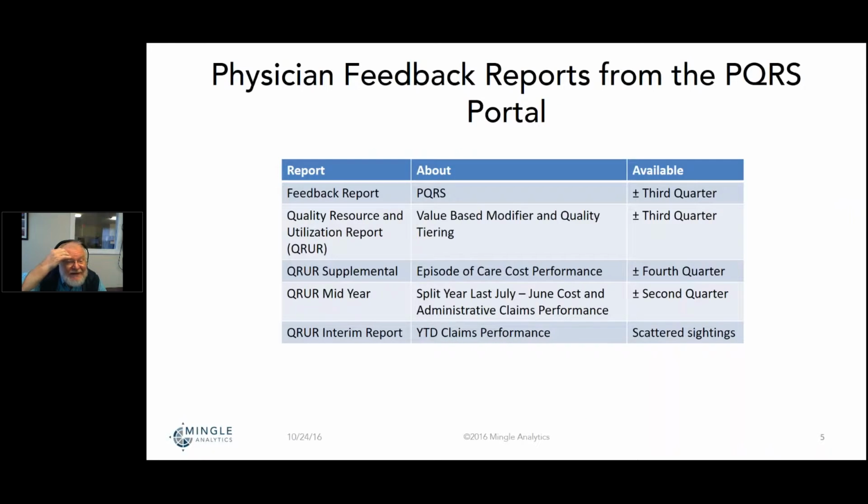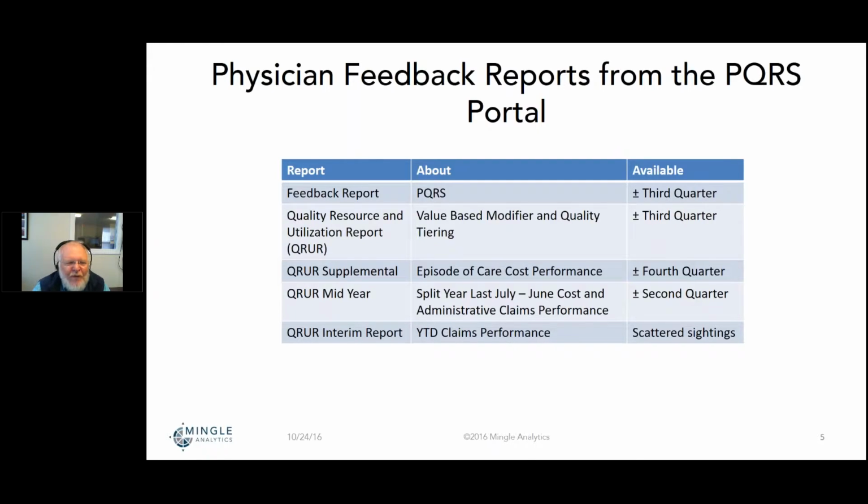So here's a schedule of various reports that are available. The feedback report is about PQRS. We expect that will disappear when we go into MIPS MACRA because that will no longer be pertinent. It's typically available at the same time that the QRUR report becomes available, sometime in the third quarter of every year. It became available about 3 weeks ago with the QRUR reports, which is your report on value modifier and quality tiering.